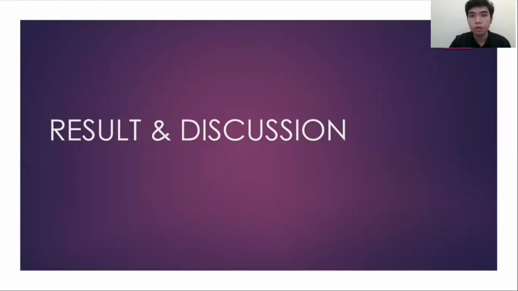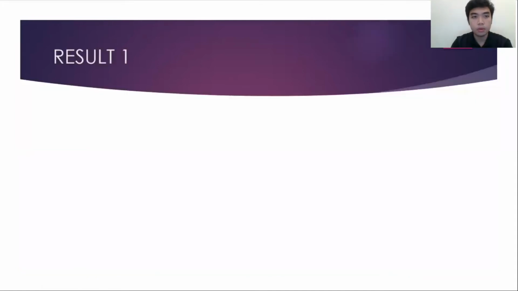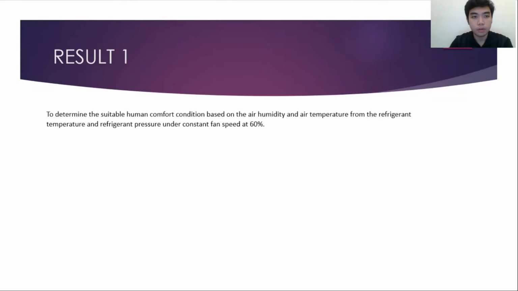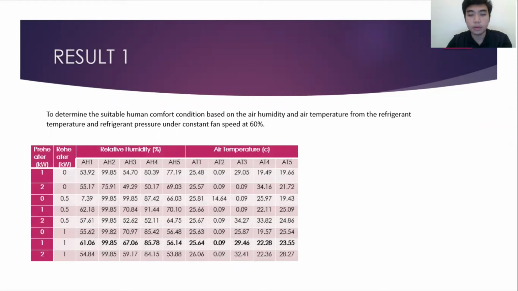Assalamualaikum warahmatullahi wabarakatuh. So my name is Muhammad Mashaki and I will proceed with result and discussion. So for result 1, regarding the first objective, which is to determine the suitable human comfort condition based on the air humidity and air temperature from the refrigerant temperature and refrigerant pressure under constant fan speed of 60%.